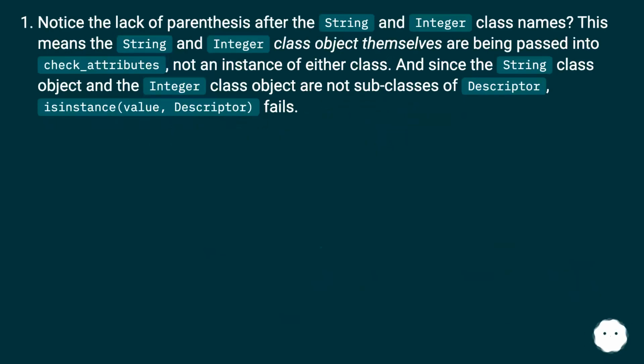Notice the lack of parentheses after the String and Integer class names? This means the String and Integer class objects themselves are being passed into check_attributes, not an instance of either class. And since the String class object and the Integer class object are not subclasses of Descriptor, isinstance(value, Descriptor) fails.